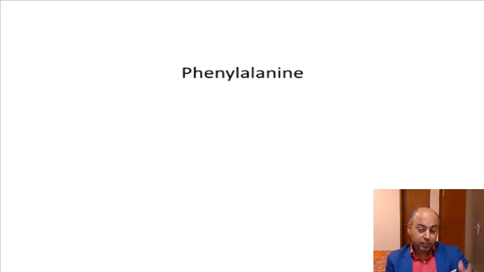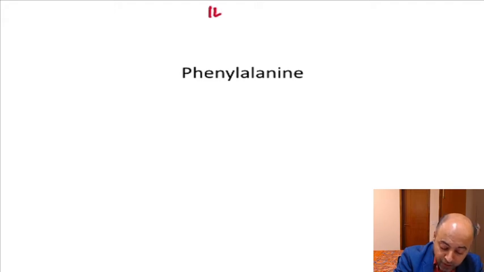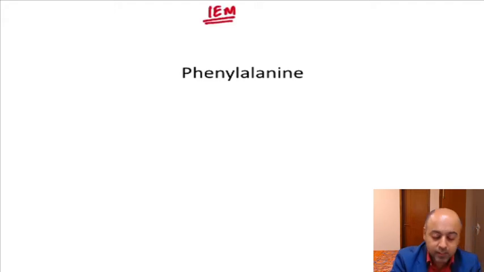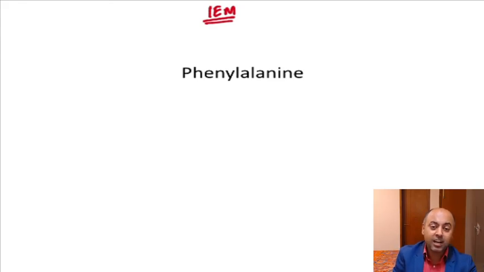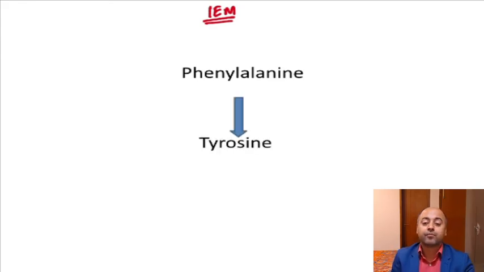So this was about the metabolism of the amino group. Now we are going to look at the breakdown of another important amino acid which is associated with multiple inborn errors of metabolism. So we are going to look at the second cluster of inborn error of metabolism, which starts with the metabolism of phenylalanine.